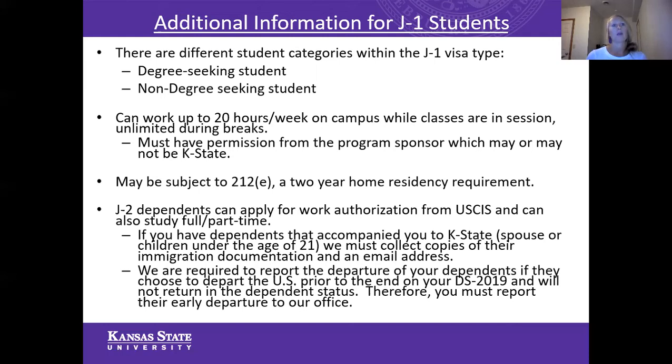J2 dependents may apply for work authorization from USCIS, and they are permitted to study full-time or part-time. Dependents are individuals that come with you, family members that are spouses or children under the age of 21. Same definition as those for F2s. Once they arrive, you should submit their documents to us so that we have it for their files. And if they choose to depart earlier than you do, based on your program information, we should know that so that their records do not remain active in SEVIS if they are not physically here.